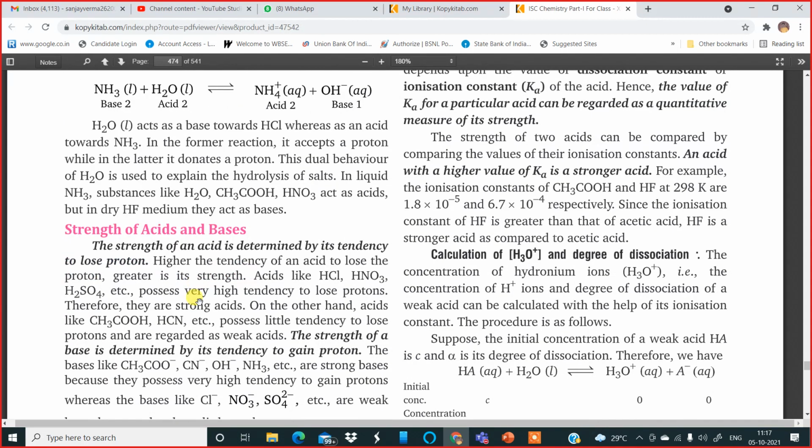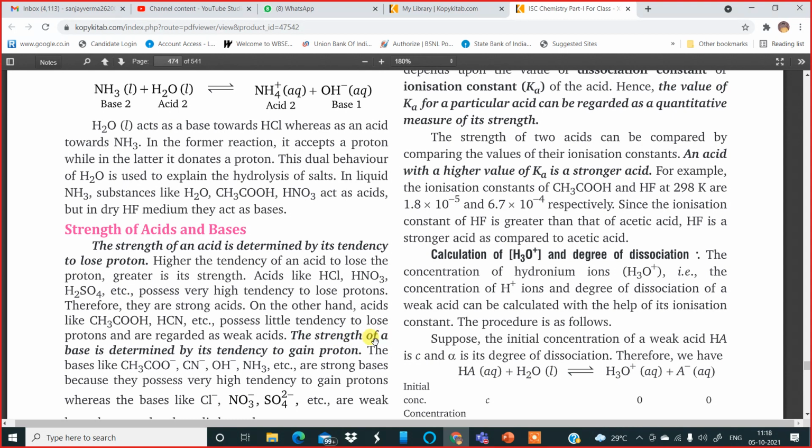Now, coming down to the strength of acids and bases. The strength of an acid is determined by what? By its tendency to lose a proton. The higher the tendency of an acid to lose the proton, the greater will be its strength. That's why inorganic acids like hydrochloric acid, nitric acid or sulfuric acid possess a very high tendency to lose protons. Therefore, naturally they are strong acids. On the other hand, acids like acetic acid, formic acid, hydrocyanic acid possess very little tendency to lose protons and are regarded as weak acids.